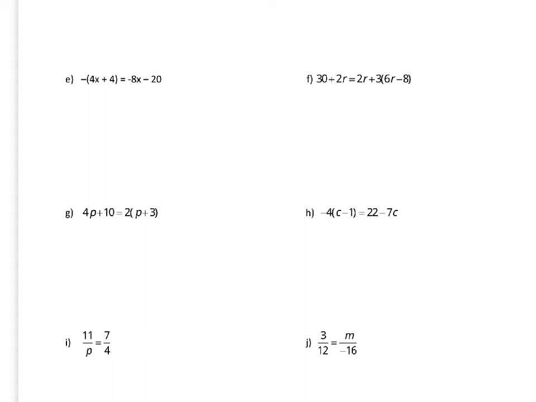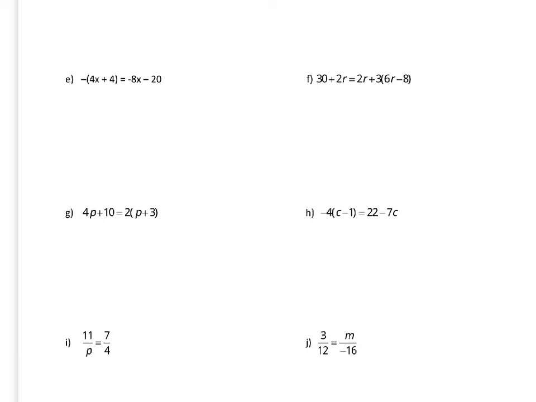If you notice, on the right side, 2r and 18r are like terms, so I'm going to combine them by adding them together and just adding their coefficients. 2 plus 18 is 20, so now we have 20r. At this point, there are no like terms to be combined on either side. All of our like terms are now on opposite sides of the equal sign, so we'll work to combine them.